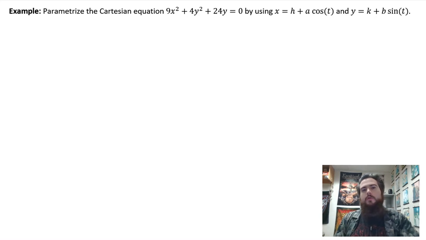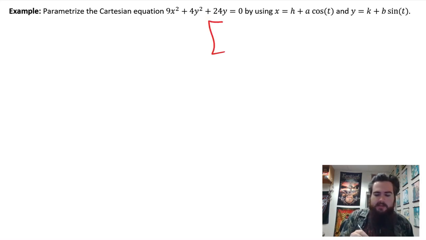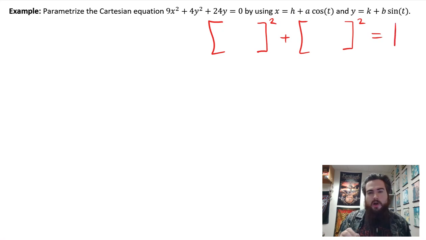In this example, we will parametrize the Cartesian equation 9x squared plus 4y squared plus 24y equals 0 by using x equals h plus a cosine of t and y equals k plus b sine of t. Essentially, what we're going to do when working through this problem is have a goal to get this to be equal to something quantity squared plus another thing squared equals 1.